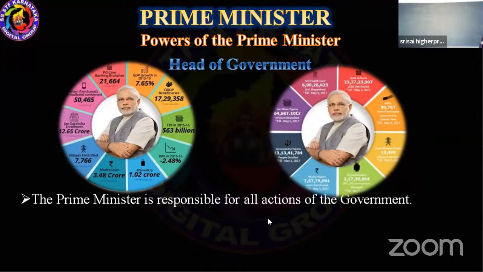For example, at present, the Kisan Samman Yojana is also implemented by the central government. Beti Padhao, Beti Bachao, that scheme is also implemented by the central government. And Ujjwala Yojana is also implemented by the central government here. For all these government actions, the Prime Minister is responsible, whether they succeed or fail.